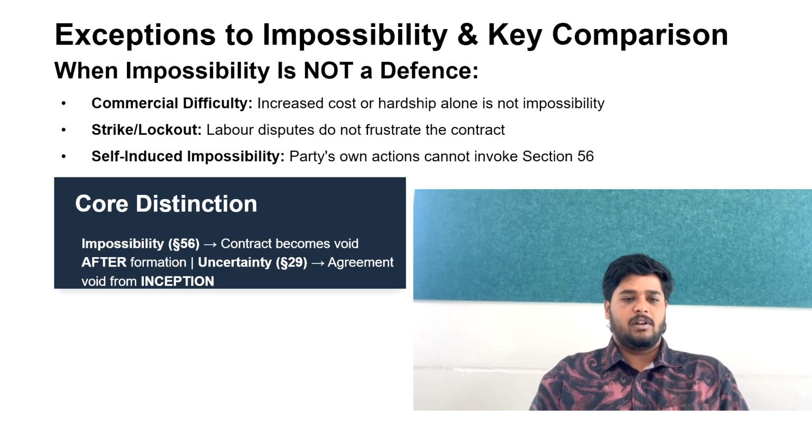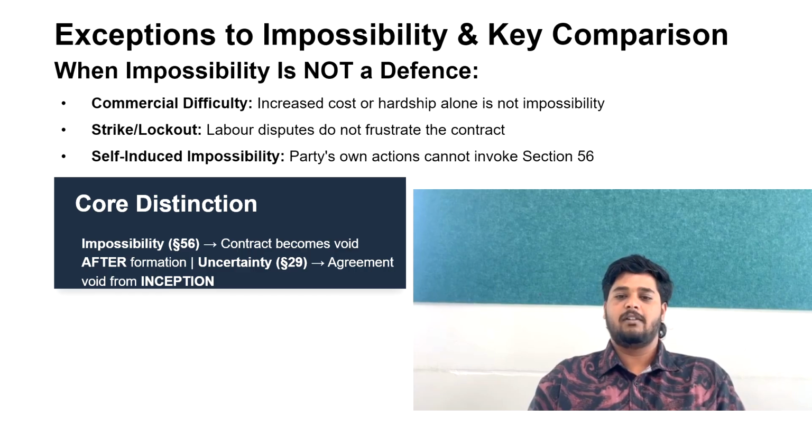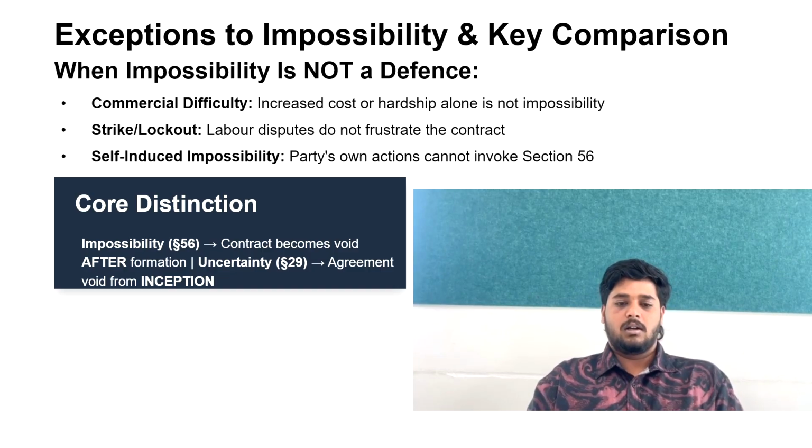Fourth, self-induced impossibility. If a party creates the impossibility by their own actions, they cannot take its benefit. For example, if a person agrees to perform at an event but accepts another booking at the same time, it is their own fault. So the conclusion is that only true and uncontrollable impossibility discharges a contract. Business difficulties, increased costs, strikes, or personal mistakes do not excuse performance.